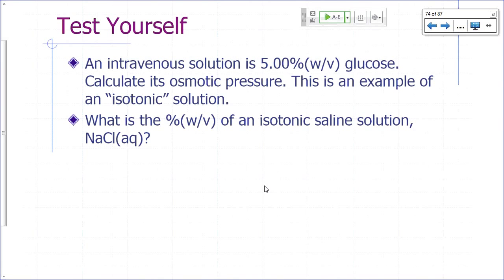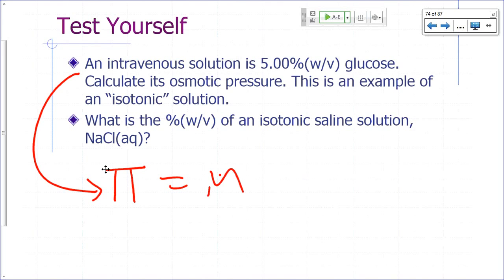All right. How about this one? An intravenous solution is 5% weight by volume glucose. Calculate its osmotic pressure. This would be an example of what we would call an isotonic solution. And what's the percent by volume of an isotonic saline solution? That means it will have the same osmotic pressure as the glucose solution. So the first thing we need to do is calculate the osmotic pressure of this. So what would that be? MRT, right?